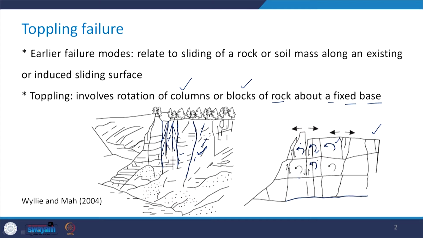What you are going to get here is this kind of an opening here also and here also, which is visible in this particular figure. So, the toppling failure mode is different from the earlier three failure modes in which sliding was taking place. In this case, it is the rotation of the columns or blocks of rock about a fixed base.